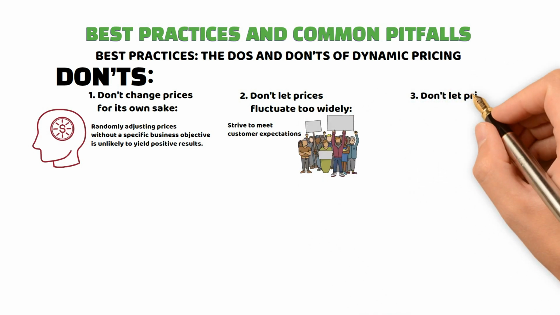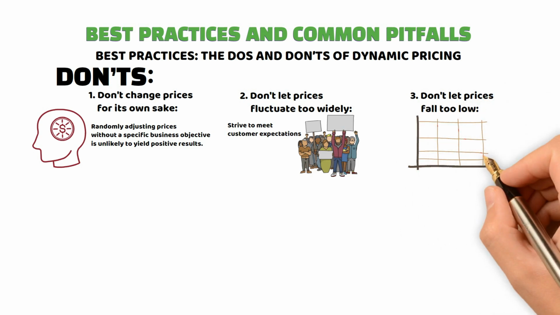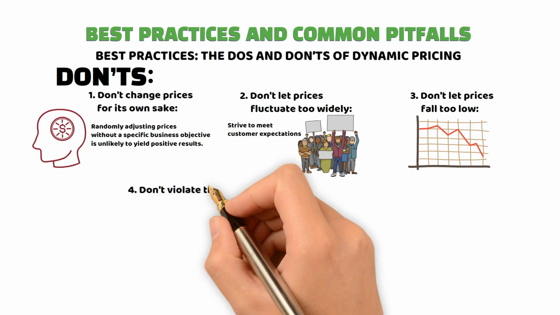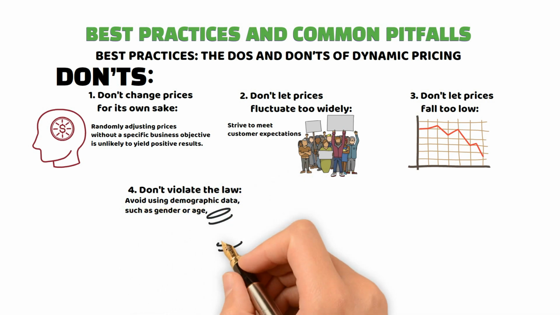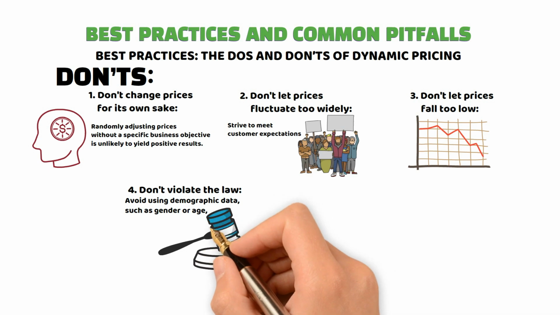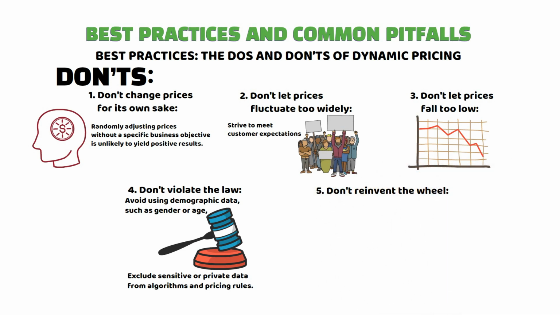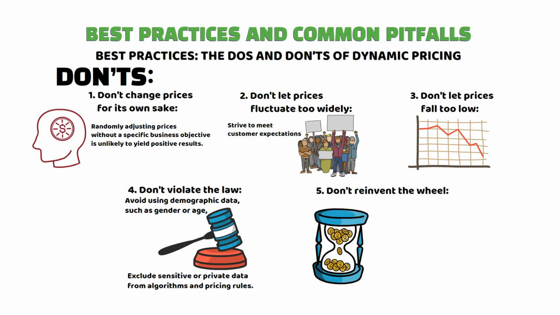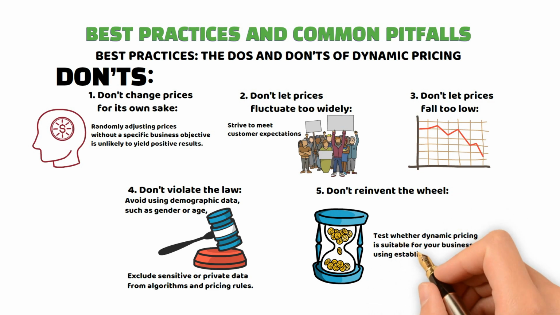Don't let prices fall too low. While competitive pricing is sensible, excessively low prices may harm your brand and encourage customers to wait for the lowest thresholds. Don't violate the law. Avoid using demographic data, such as gender or age, for price changes to prevent potential legal issues related to price discrimination. Exclude sensitive or private data from algorithms and pricing rules. Don't reinvent the wheel. Save time and resources by leveraging existing dynamic pricing tools rather than building your own. Test whether dynamic pricing is suitable for your business using established tools.